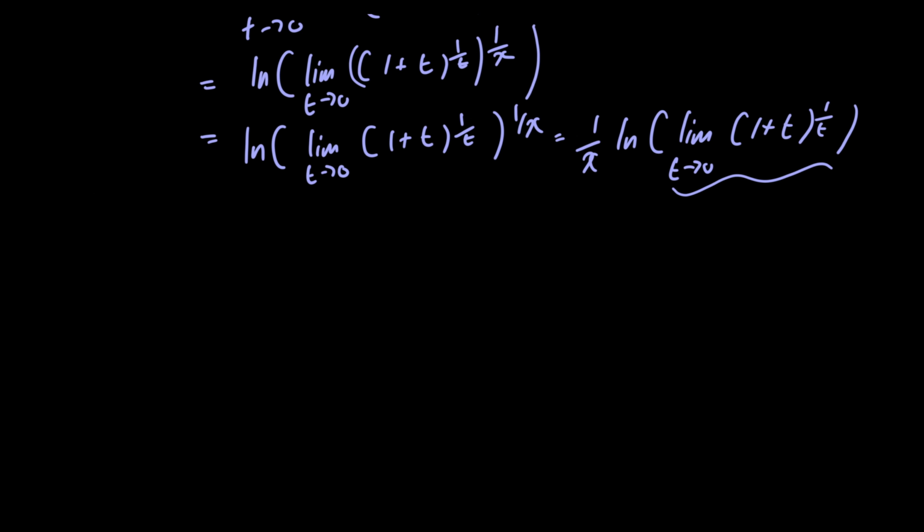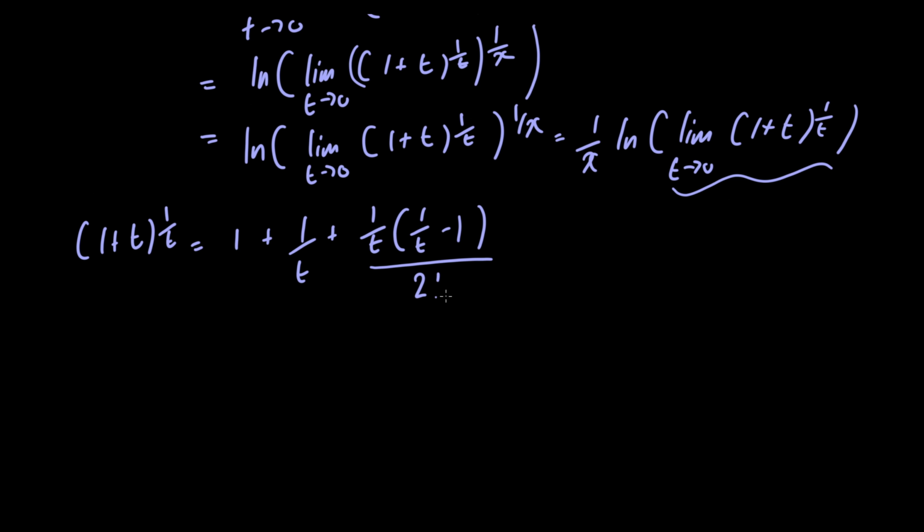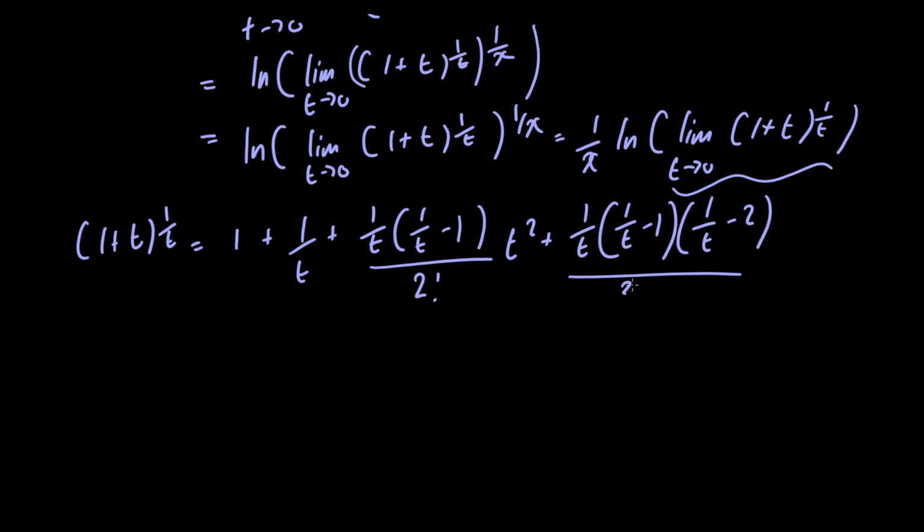First, let's expand 1 plus t raised to 1 over t using the binomial formula. This gives us 1 plus 1 over t times t, plus 1 over t multiplied by 1 over t minus 1 divided by 2 factorial multiplied by t squared, plus 1 over t multiplied by 1 over t minus 1 multiplied by 1 over t minus 2 divided by 3 factorial multiplied by t cubed, and it would just continue in that fashion.